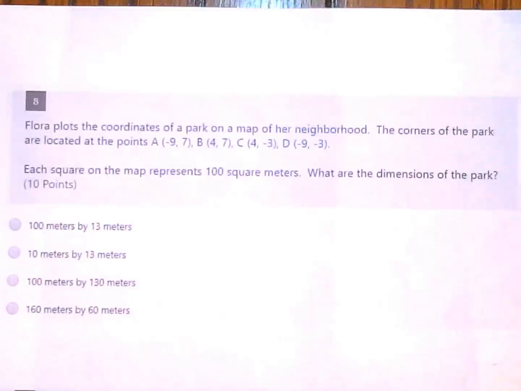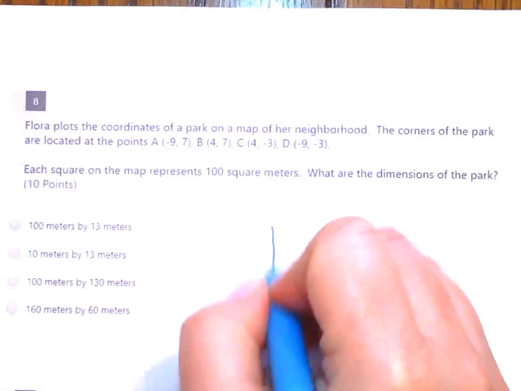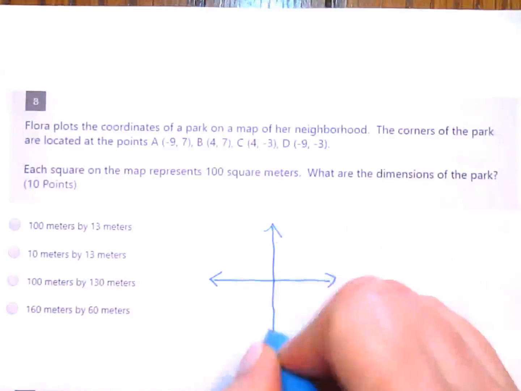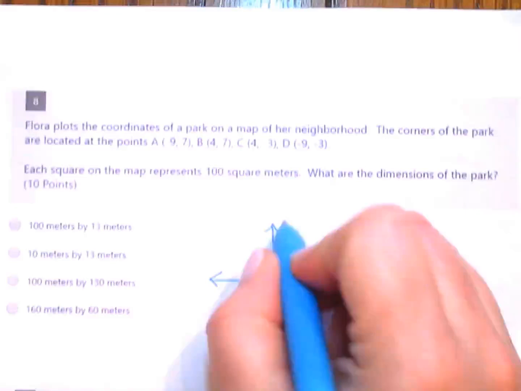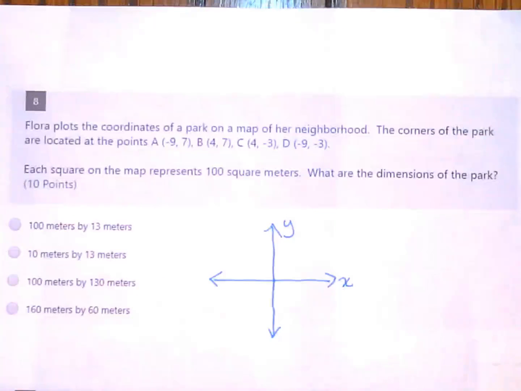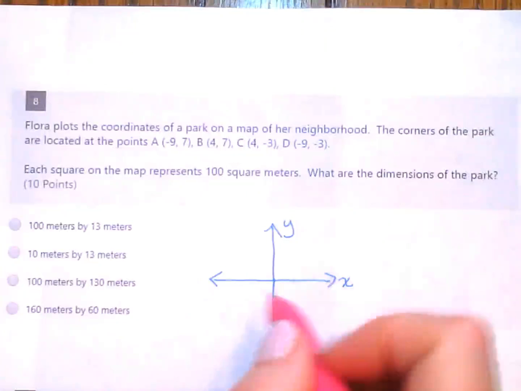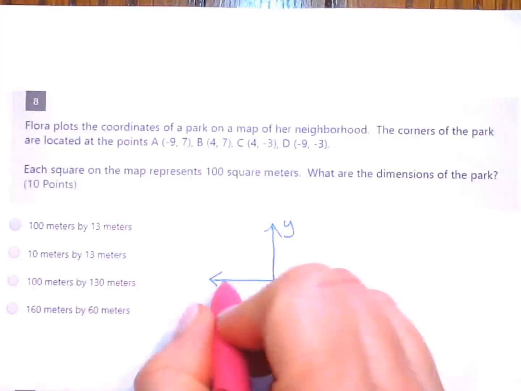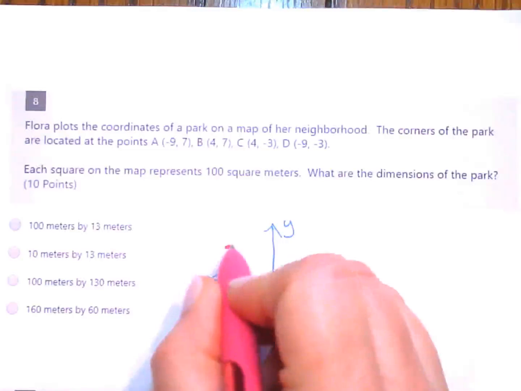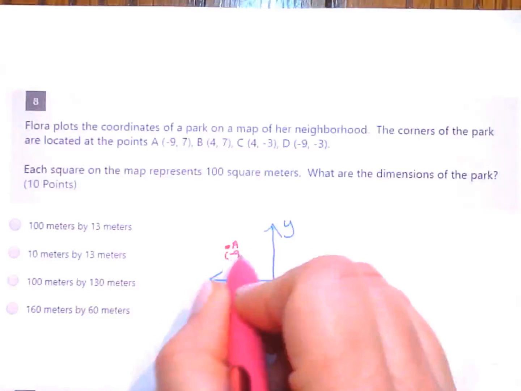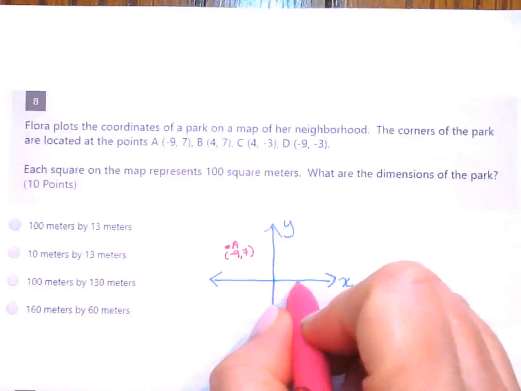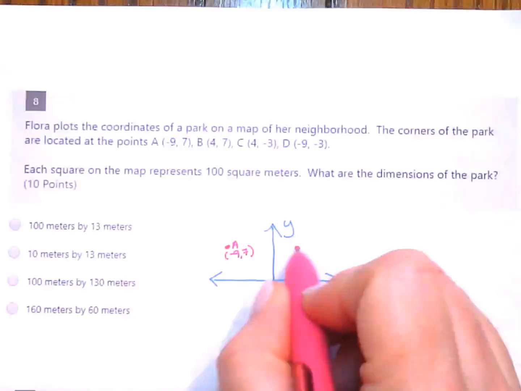All right, there's a lot of stuff going on in this question, so we're going to take it one step at a time. First, I highly recommend that you draw out a little map, okay? So here's our x coordinate and here's our y. And when you do that, we don't have to get it exact, but we want to know what's going on. So this point over here, -9, 7, that's going to be back 9 and up 7. So this is going to be A, -9 and 7, okay? And if we go to B, it's going to be over 4 and up 7.